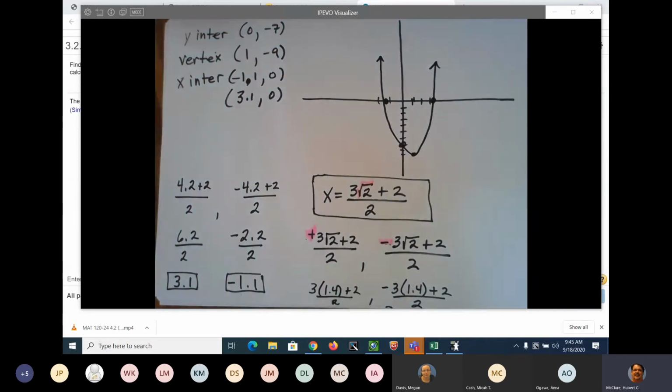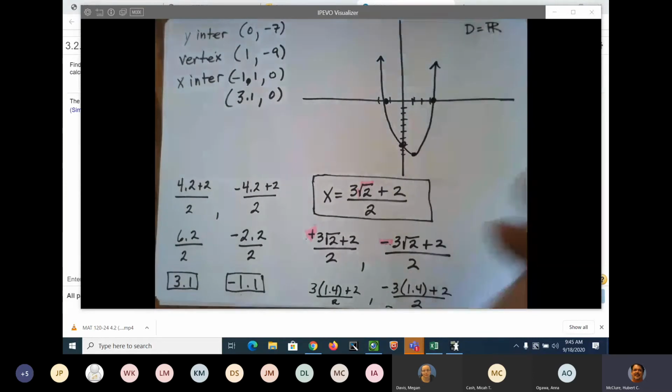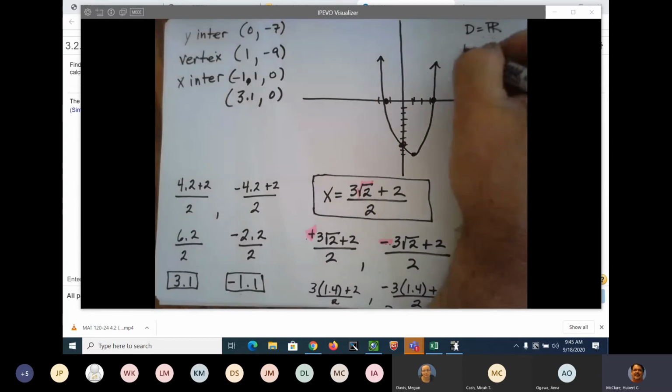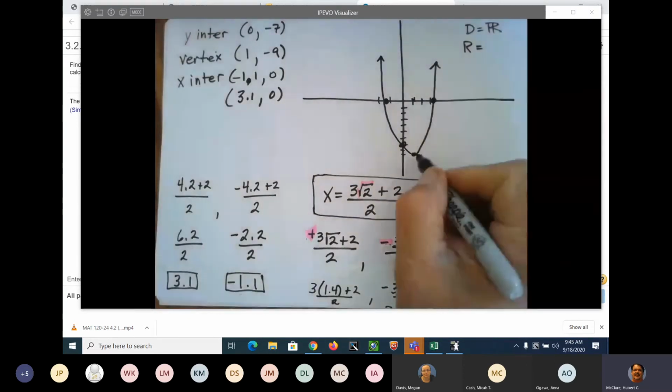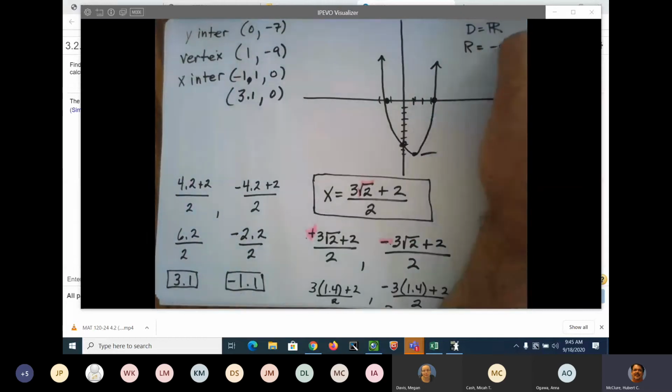And our domain is all reals. If you get the domain wrong on these tests, don't tell anybody, because 99% of them are going to be all real numbers. Range is equal to negative what? -9 to infinity.